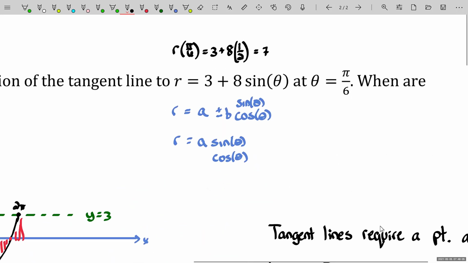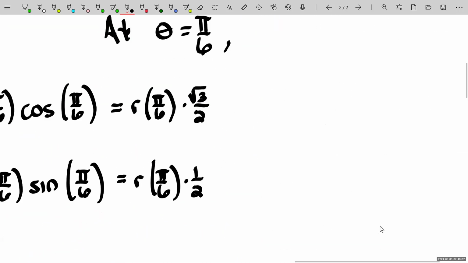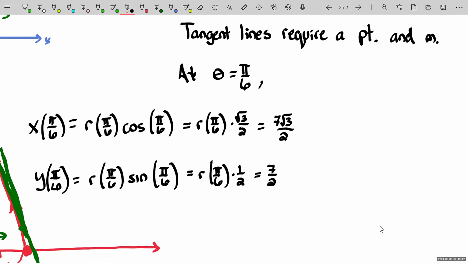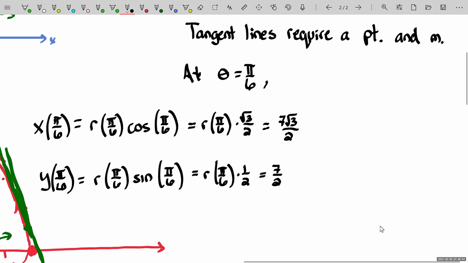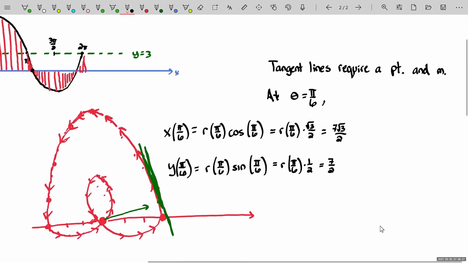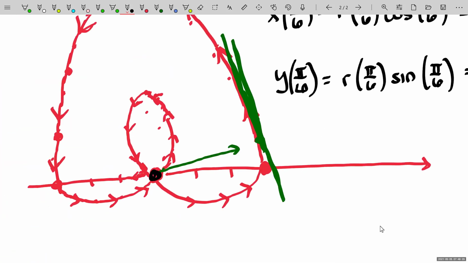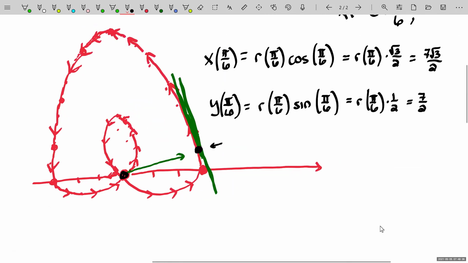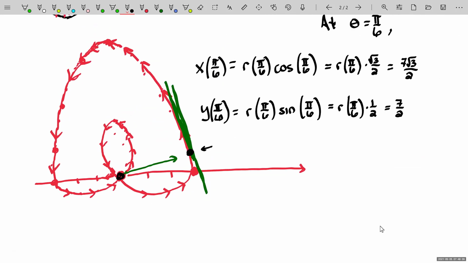Let's go ahead and plug that in. 7 root 3 over 2 and 7/2. Notice that that point, x comma y, 7 root 3 over 2 and 7/2, is in quadrant 1 if you're working in the Cartesian coordinate system. And by the way, looking at this as being the pole right here, this point on the curve at pi over 6 is definitely in quadrant 1.